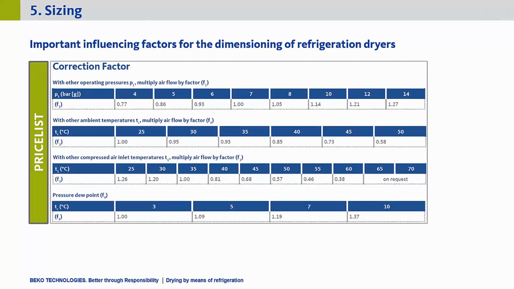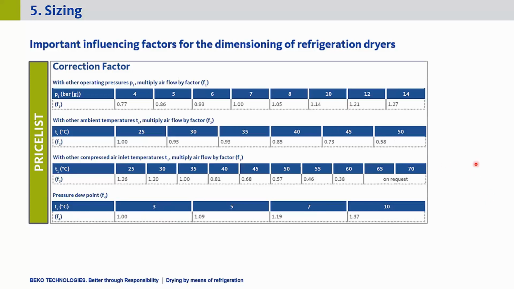So this is what you can see in the price list as soon as you open the pages for the refrigeration dryers. So here we have correction factors, 1 for the operating pressure, 2 for the ambient pressure, and 3 for the inlet temperature. And if you like, you can also select a certain dew point that is enough for you. So if you say I do not need 3 degrees, which dryers are made for, you can also say I only want to have 5 or 7, then you also get a correction factor for that. So this is just the view that you have when you look into the price list.